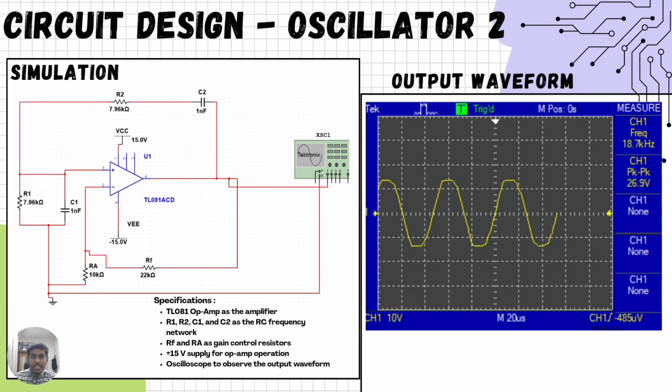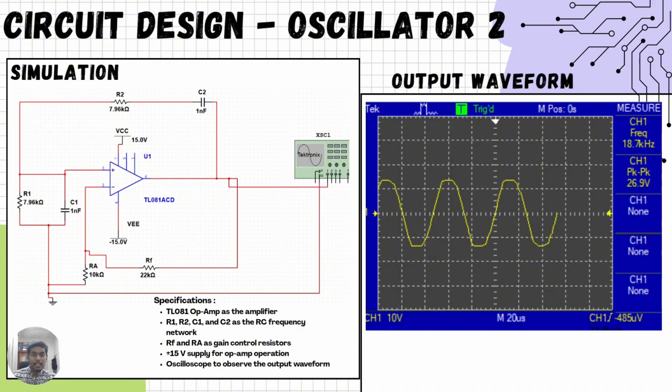Oscillator 2 is also a Wien bridge oscillator, but it is designed, as you can see in the Multisim circuit, to generate a higher frequency signal of approximately 20 kilohertz. In this circuit, we are using the TL081 op amp. We have resistors as shown in the picture below, and you can see the waveform over there.